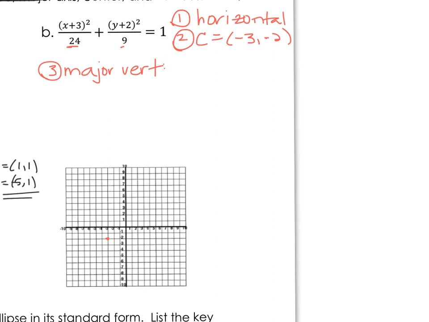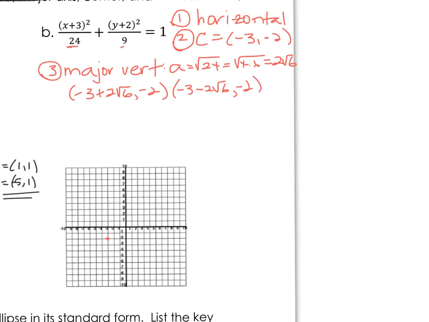We know that a squared is 24, so a is the square root of 24, which would break down into 4 times 6, which is 2 square root 6. So this is going to look really weird. Watch what happens here, and I'm sorry. If we do -3 plus 2 square root 6, and then -2, and then -3 minus 2 square root 6, -2, we're kind of stuck. Those don't actually simplify. So 2 square root 6 is approximately 4.9. We'll go almost 5 in both directions.